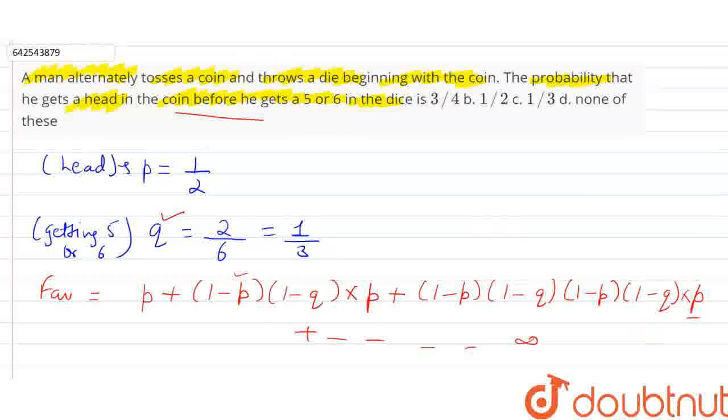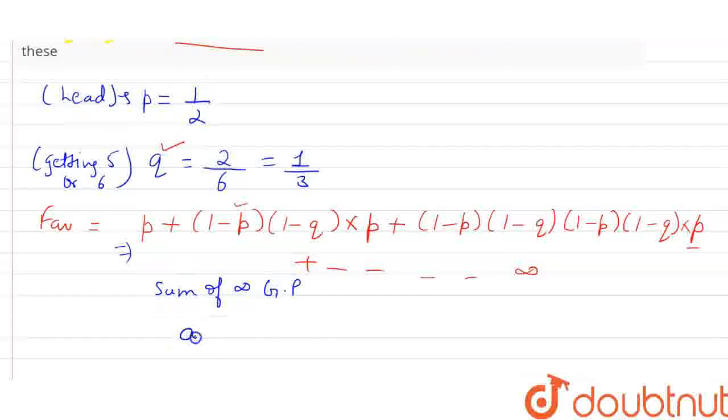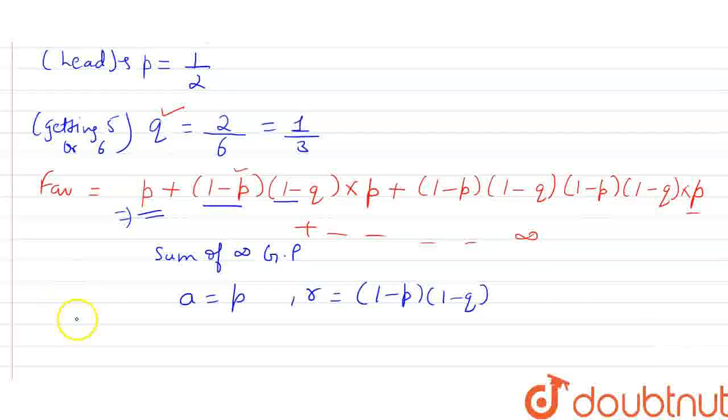So we can easily see that this is the infinite GP that we have formed here, and the sum of it is the sum of infinite GP, where our first term A is this P, and the common ratio is, we can see that in all the terms they are 1 minus P, 1 minus Q, so our common ratio is 1 minus P into 1 minus Q. So the sum of infinite GP, S infinity, is equal to A upon 1 minus R. So put the values, P upon 1 minus P into 1 minus Q, that is our R.